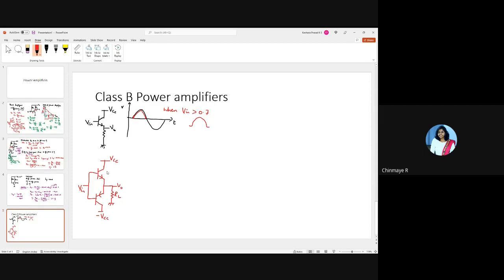Okay, let me call this Q1. Let me call this Q2. Now, how do you think it will work? When Vin is positive and greater than 0.7, what is the path it follows? The NPN transistor is on, so therefore this is the path.